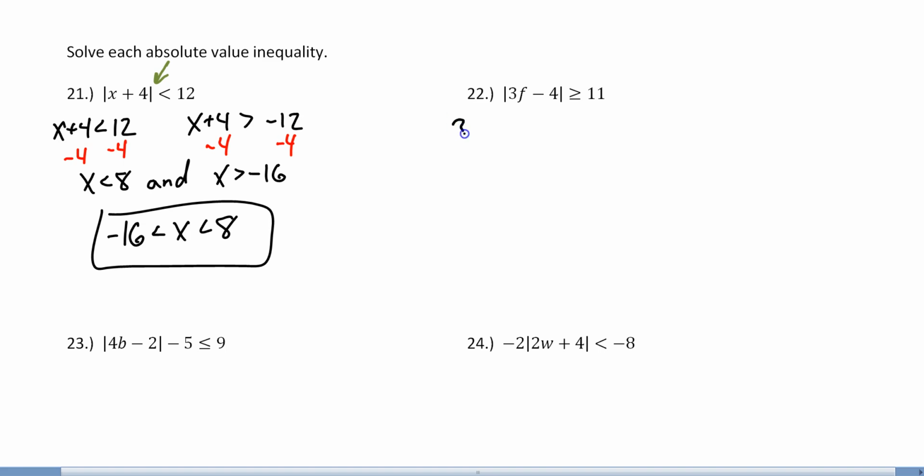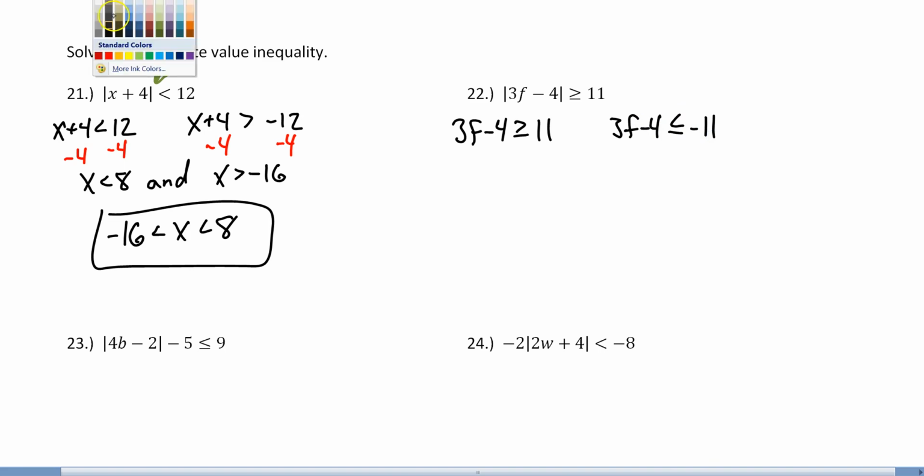The absolute value is by itself, so I split this thing up. So it's greater than or equal to 11, but then it can also be less than or equal to negative 11. Again, you got to flip that inequality sign. And now from here, I'm just going to start solving. So here I'm going to add the 4 to each side. I'm going to divide by the 3.